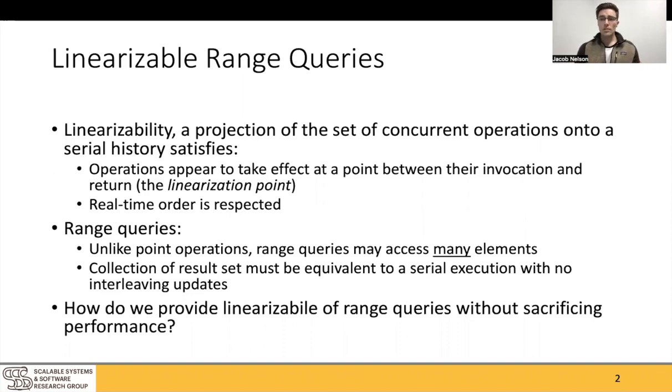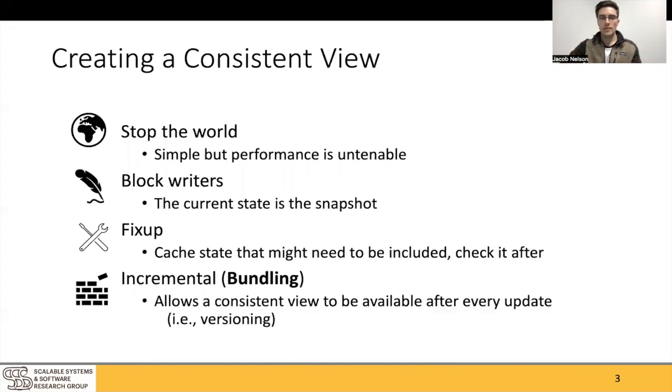Now, for range queries, this is particularly interesting because unlike point operations, a range query could be long running. It may access many elements. So the collection of the result set of a range query has to be equivalent to a serial execution of the individual gets composing it without any interleaving of updates. So the question we sought to answer was, how do we provide this linearizable operation without sacrificing performance?